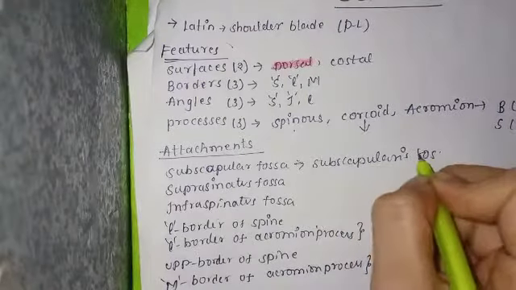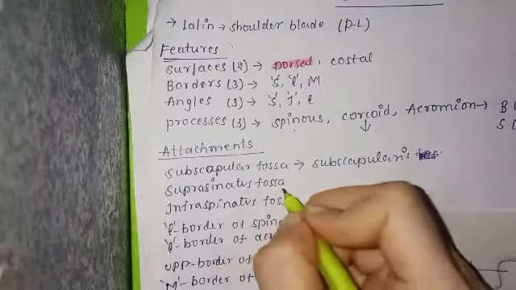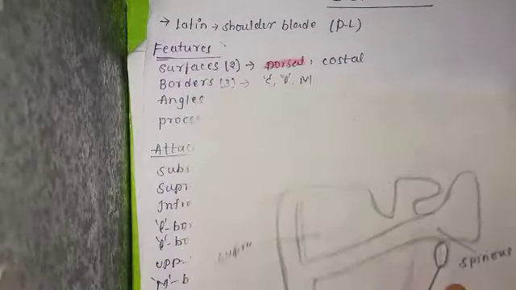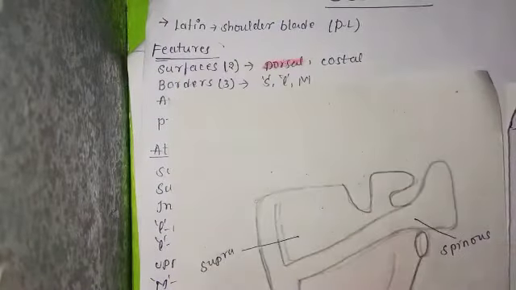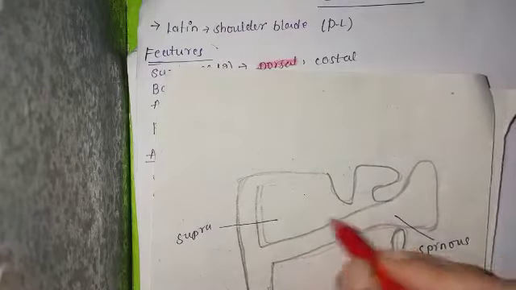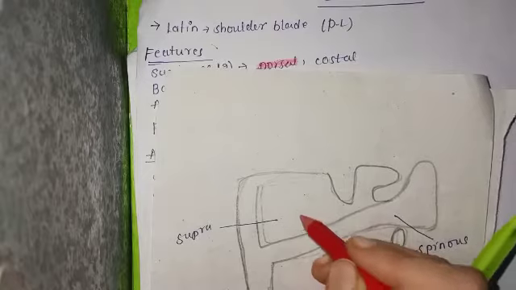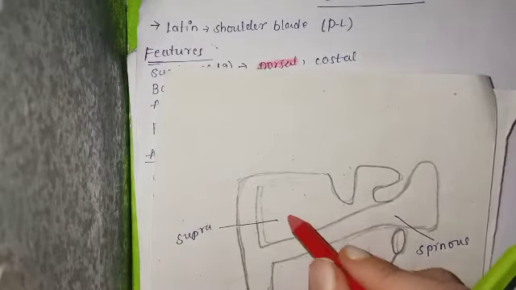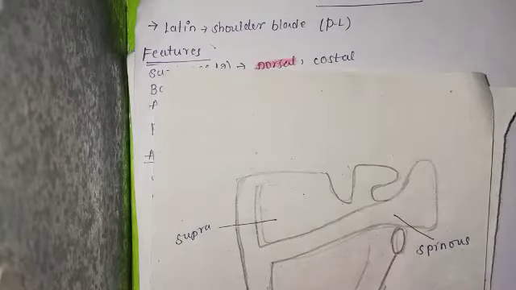Coming to the supraspinatus fossa, which is present at the dorsal surface. This is the dorsal surface. Now at the dorsal surface we can see the spinous process, which divides the dorsal surface into two fossae, supraspinatus and infraspinatus fossa. Now here again we can see the two muscles.